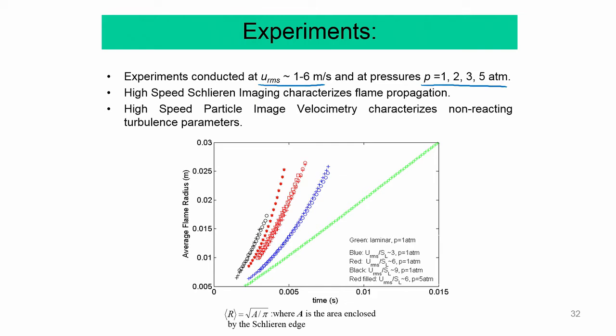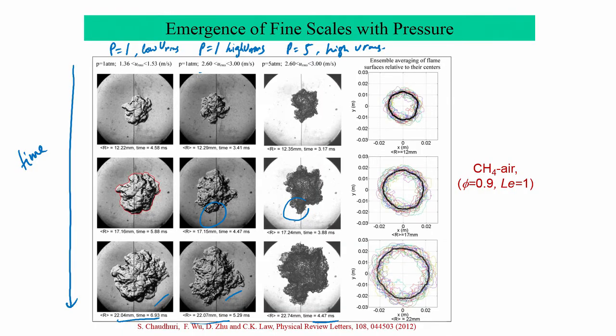But the interesting thing is the average radius. How do you define the average radius? You find the total area that is enclosed by the flame surface, and you say that is equal to A. You define the average radius as the square root of A by pi. This average radius is essentially a characteristic length scale of the flame. Okay, so this is how you define the average radius.